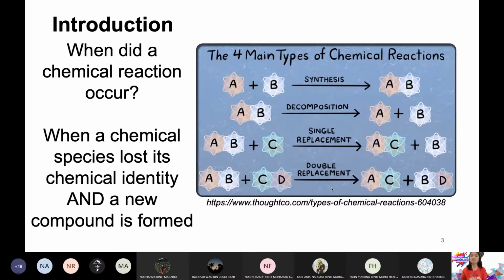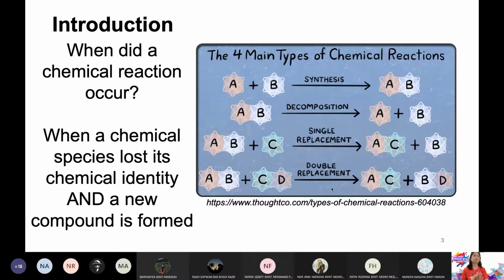So contoh kata sintesis. Sintesis dalam BM pembentukan, pembentukan satu bahan. Decomposition is pemecahan. Sebab tu kamu ada satu bahan, pecah jadi dua bahan. So decomposition. Third one is single replacement, double replacement. This is when you have more than one compound, so they will displace and then you will form different types of product.